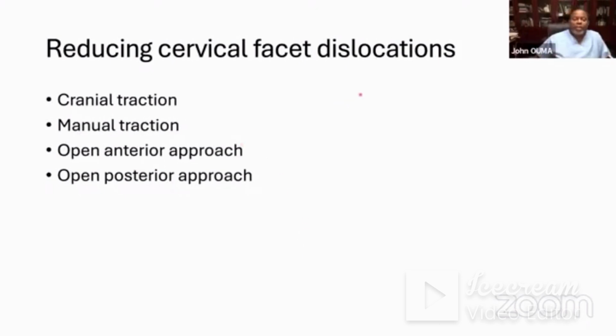All right, so now I'll just come back to the nitty-gritty of this talk, which is really about reducing facet dislocations. I just want to concentrate on facet dislocations. So how do we reduce facet dislocations? Now, there are really 4 main ways in which we do that. And I'll go through each one by one.